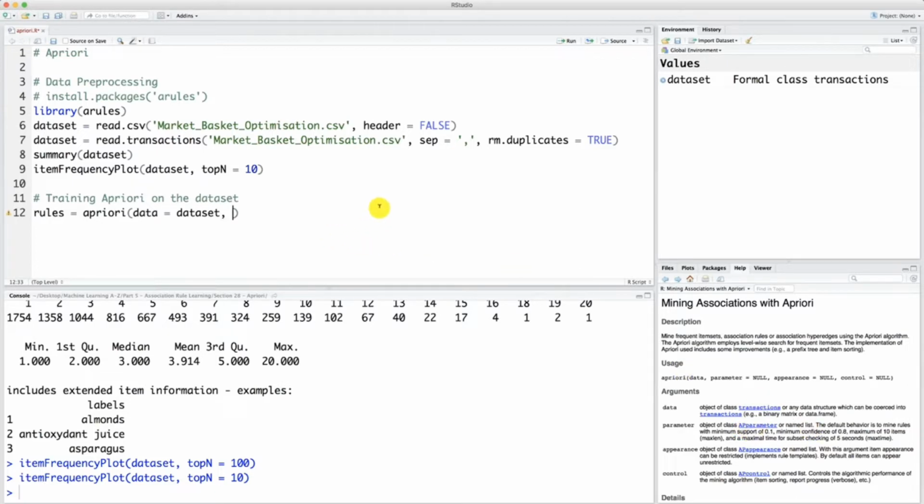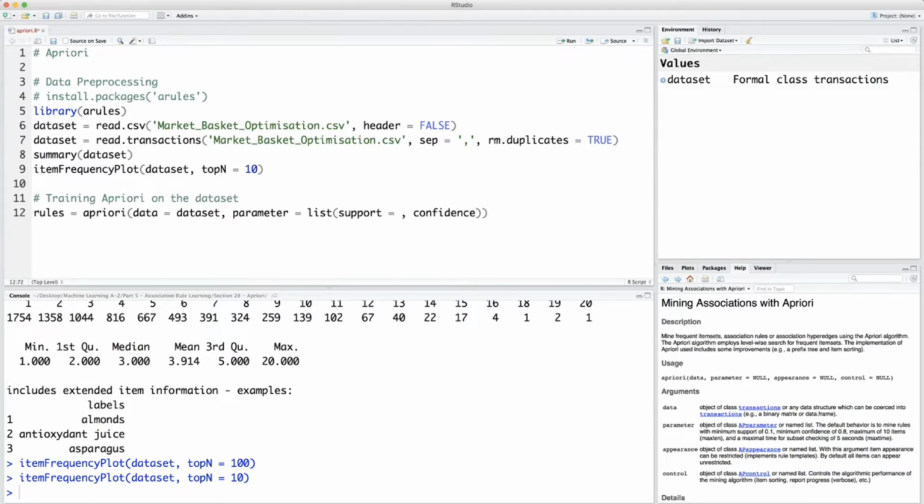So let's input that. So parameter here. And we need to include the support and the confidence in this parameter the following way. We're going to take the list function, and in this list we're going to input the support and the confidence. So I'm going to add the two arguments here, and then we'll see what value we will input for these two arguments.